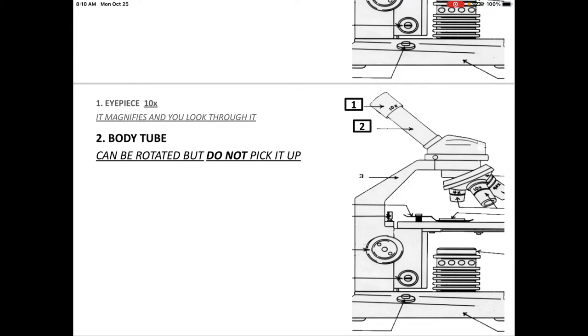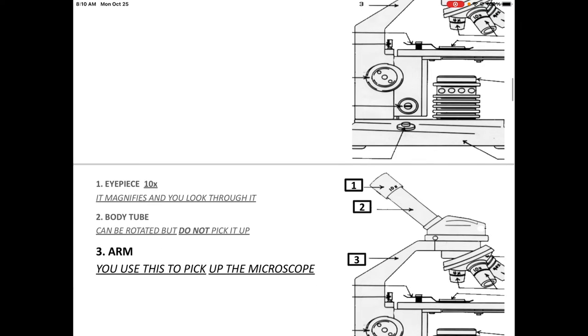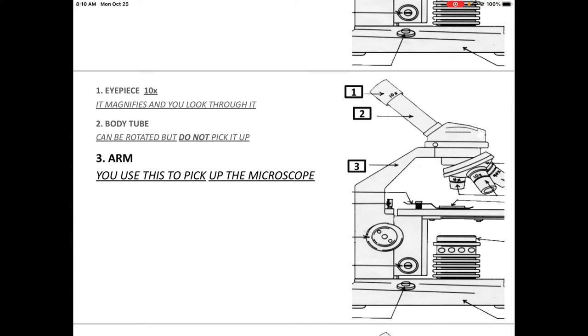Next, we have the body tube. It's not really doing anything. It's a specific length to help us focus. It is not strong. We don't pick up the microscope there. Then we have the arm. That is the strong part of the microscope. We can lift or move the microscope with that if we need to.